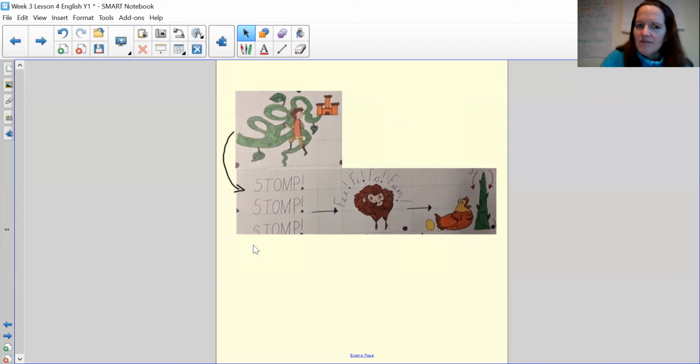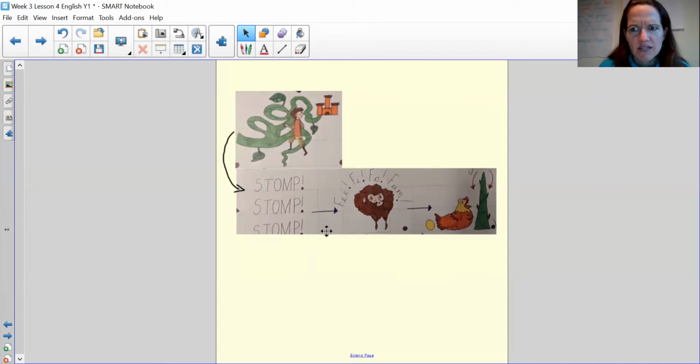Well done. Now we have this part. Now we all know this part, don't we? Now we have suddenly, comma, Jack heard the sound of stomp, stomp, stomp. And we make that exclamation mark with our hands. Okay, can we do it together? Suddenly, comma, Jack heard the sounds of stomp, stomp, stomp. Well done.